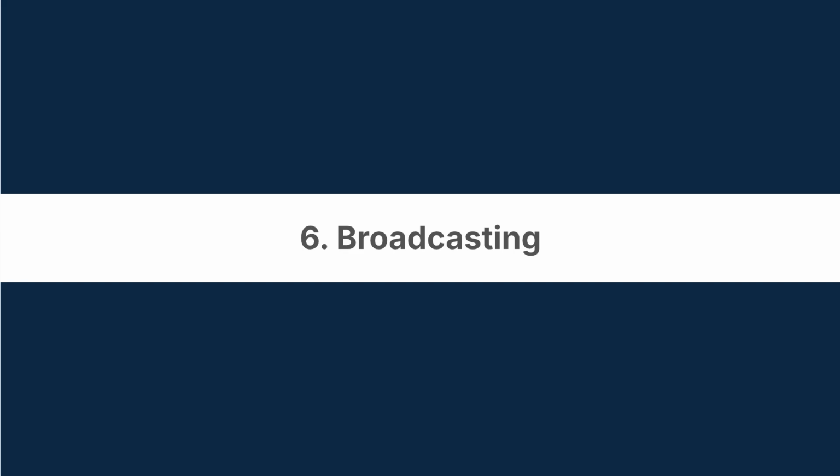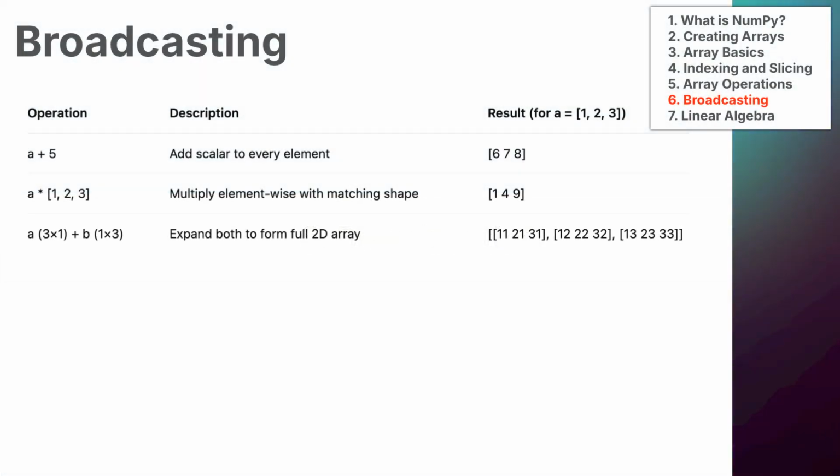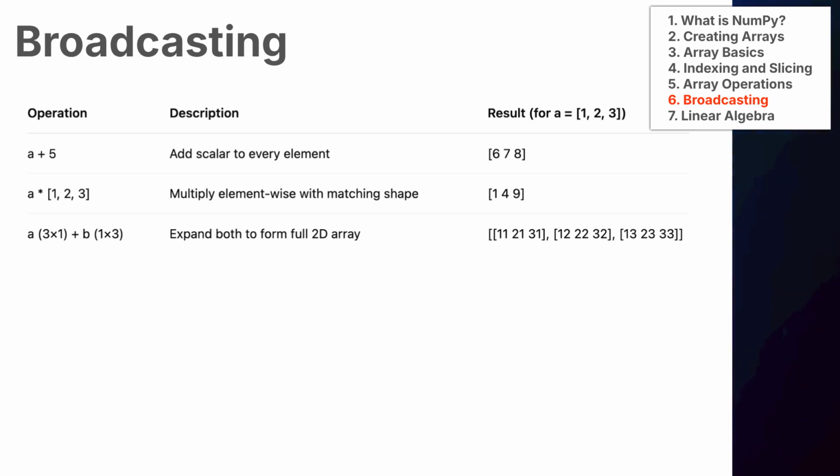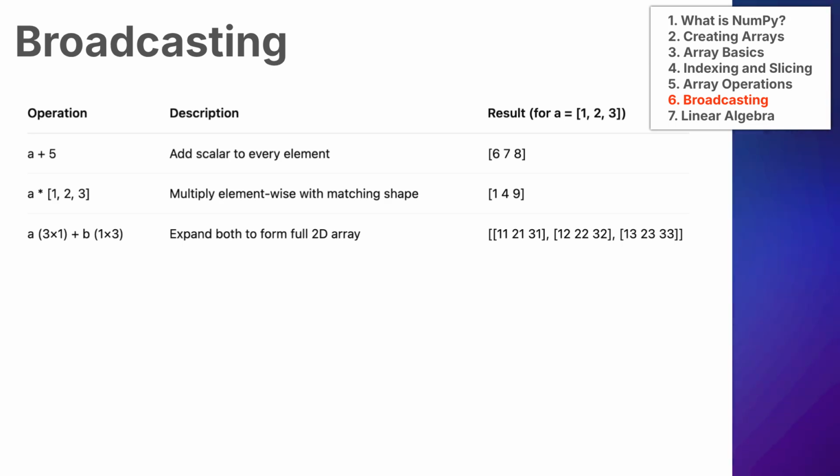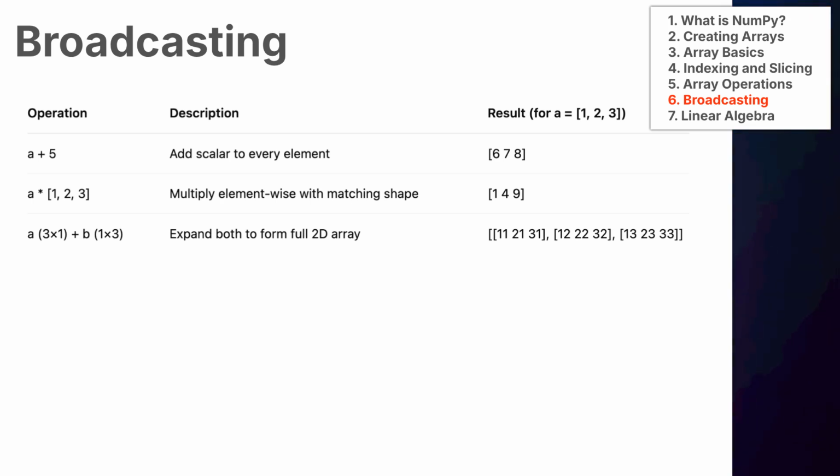6. Broadcasting. Broadcasting allows NumPy to perform operations between arrays of different shapes without writing loops. It's like saying, "Hey NumPy, stretch this small array to match the shape of the big one, then do the math." Let's break it down with examples.